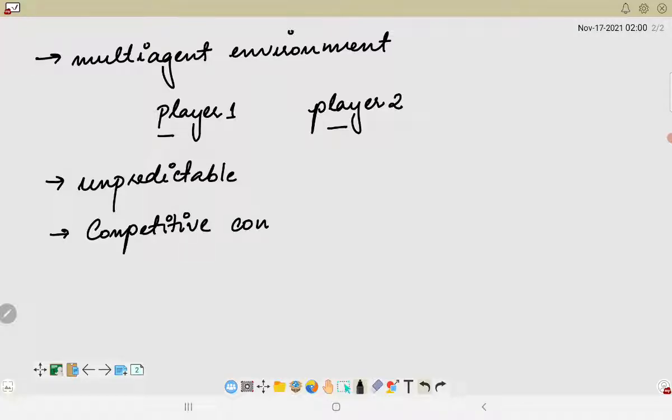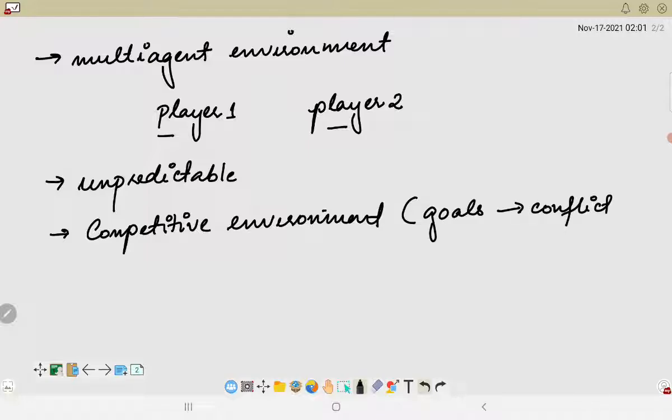A competitive environment means that there will be a certain sort of competition between the agents working in that environment, and here the agents' goals are in conflict. So we will consider the goals of each other, which are basically in conflict. That means they do not match with each other.